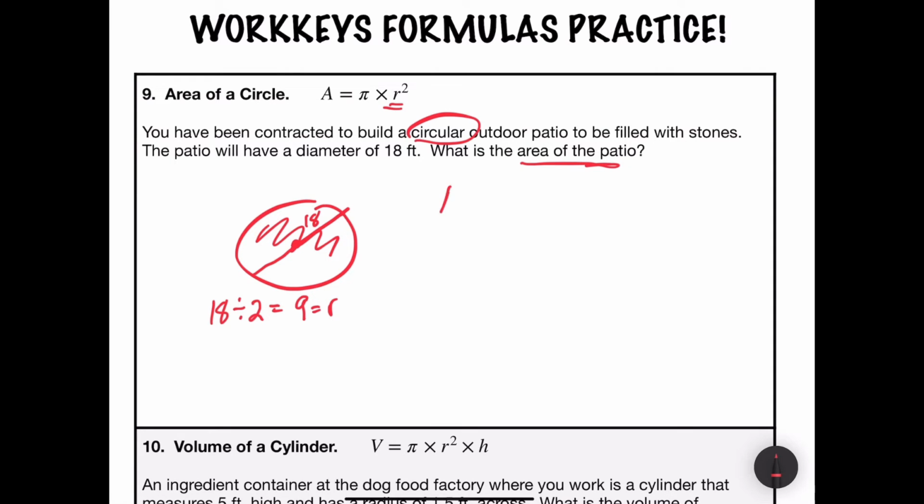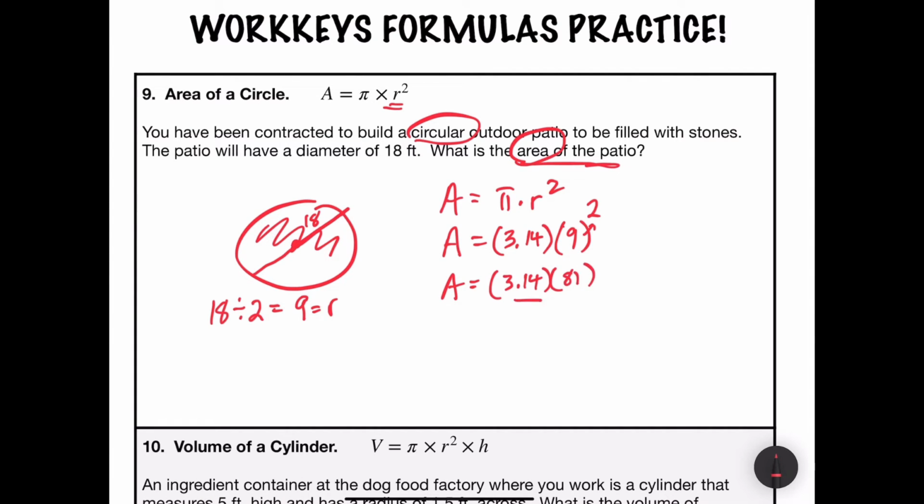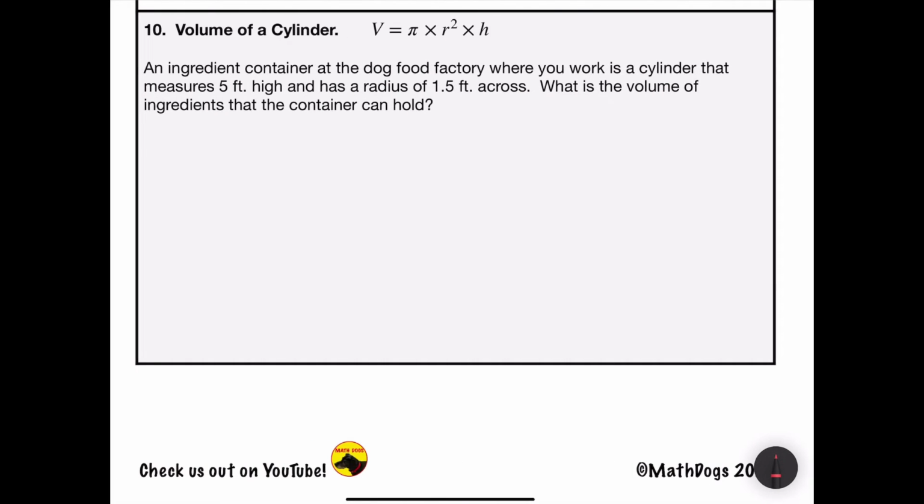Now I can use my formula. Area is equal to pi times the radius squared. I'm looking for the area. I'll approximate pi as 3.14, and my radius I just found as 9, which is half of the diameter, and that's going to be squared. Area is already solved for. It's just a little order of operations. First, I'm going to raise 9 to the second power, so 9 times 9 is 81, and then I'm going to multiply 3.14 times 81. If I punch that into a calculator, I'll find out that the area of the patio will be 254.34 square feet.